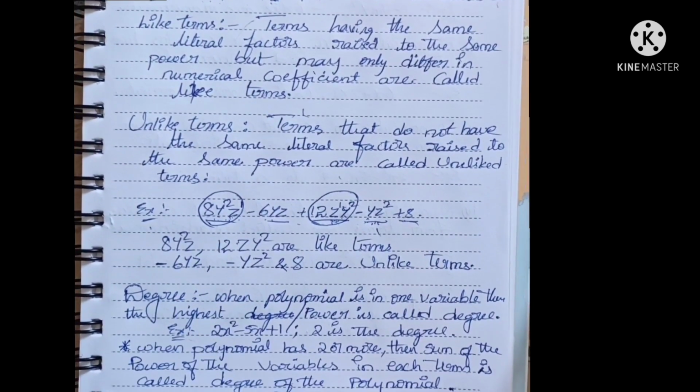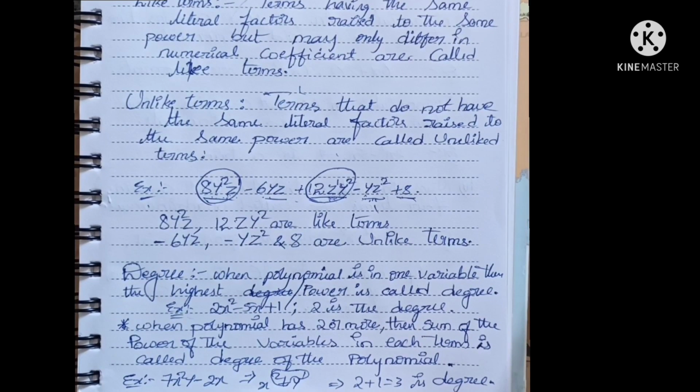Now let us understand the topic degree. When a polynomial is in one variable, then the highest power of the variable is called the degree. For example, a polynomial having only one variable means only either x or y, or else a or b, like that, only one variable. So here in this example, 2x square minus 5x plus 1, we have only one variable, that is x.